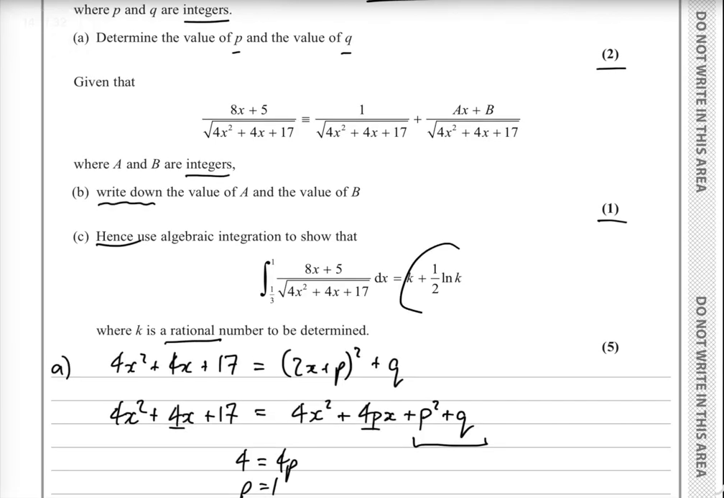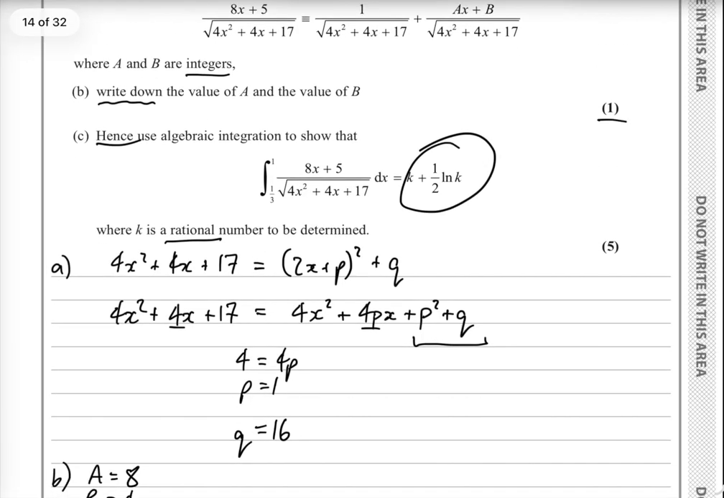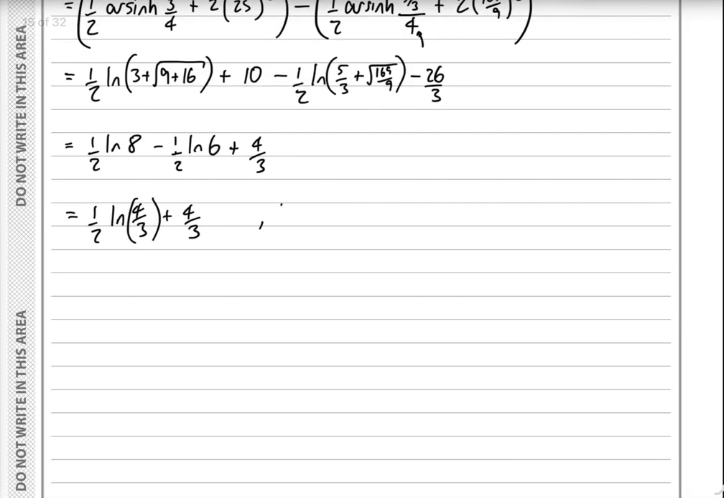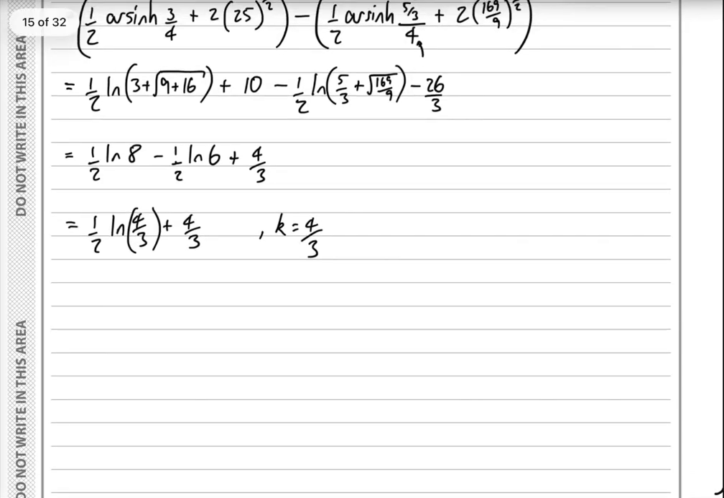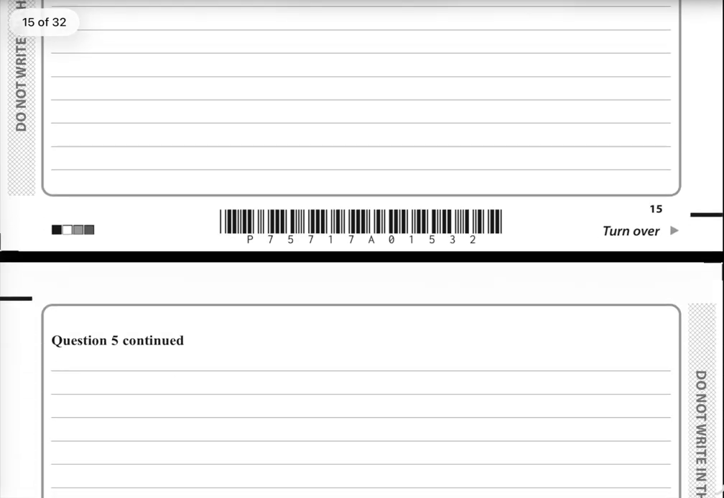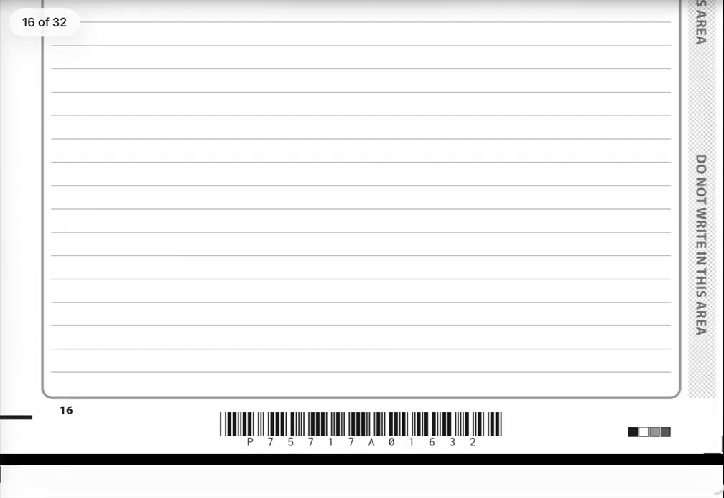It looks good. K plus a half log k, where k is rational. K is equal to 4 over 3. Lots of opportunity for silly mistakes in there, but not too bad if you can avoid those.